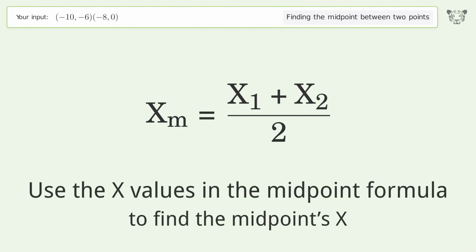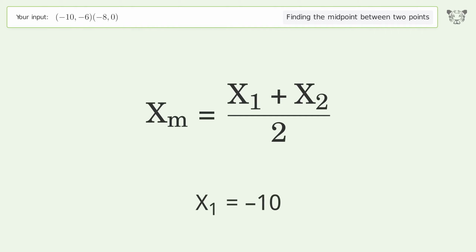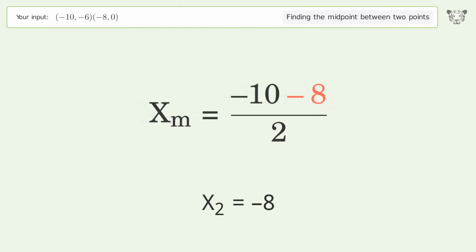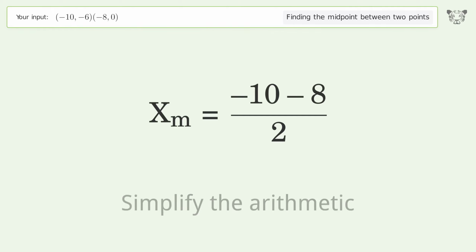Use the x values in the midpoint formula to find the midpoint's x. x1 equals -10. x2 equals -8. Simplify the arithmetic.